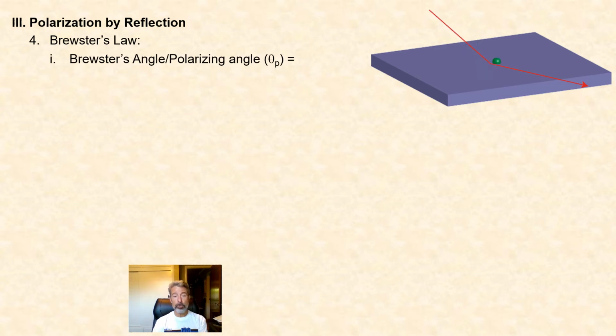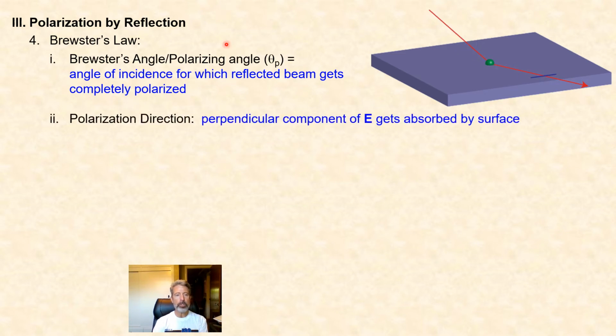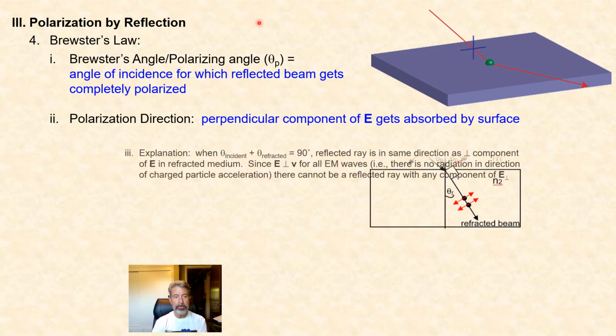It is going to tell us the Brewster angle, or the polarizing angle theta sub p, which, like we said in a previous slide, is that angle of incidence for which the reflected beam gets completely polarized, as this figure suggests. Notice that the incoming beam has both a parallel and perpendicular component, but what gets reflected is only the parallel component. So we can say that the perpendicular component of the electric field gets absorbed by the surface, and only the parallel component gets reflected.